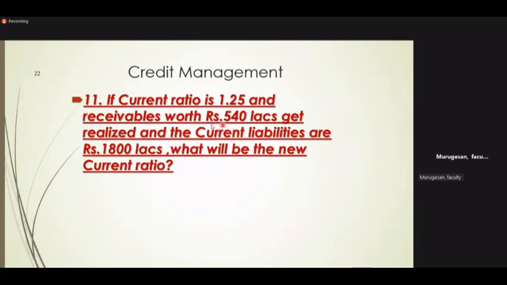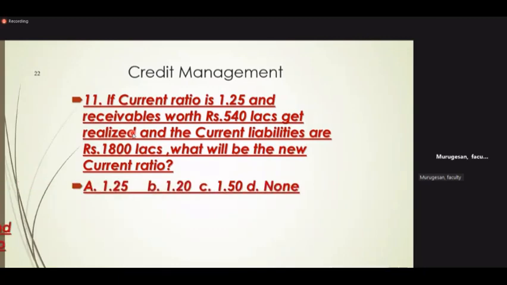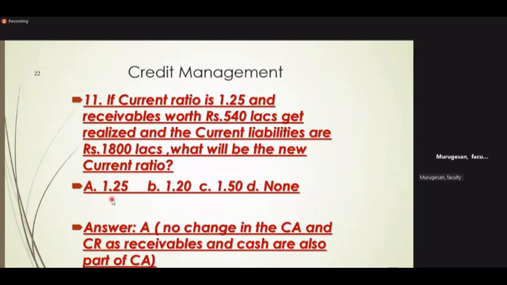Receivable worth 540. Receivable is also a current asset. It's a part of current assets. Now, 540 lakhs worth of receivables realized, and realized means the receivables have become cash. That's all. The receivable has become bank balance. So the total current assets after this activity will be the same. Then the current ratio also will not undergo any change. So the same 1.25 will continue after this event also. No change in the CA or CR. Receivables and cash are both part of the current assets.